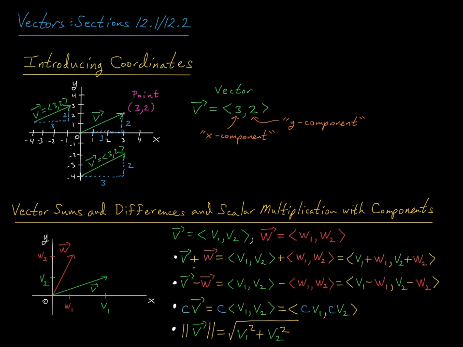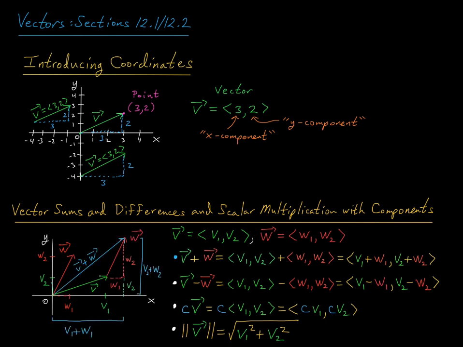So now let's talk about adding 2 vectors in component form. Well, this is really simple. To add v and w in component form, all I do is add their x components and I add their y components. And this vector here, you see on the right, that is the vector sum.